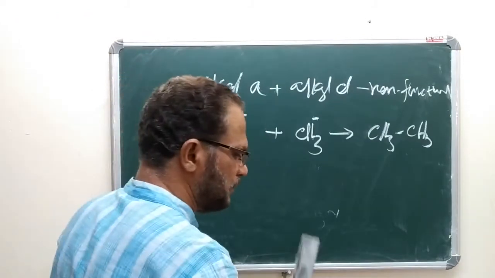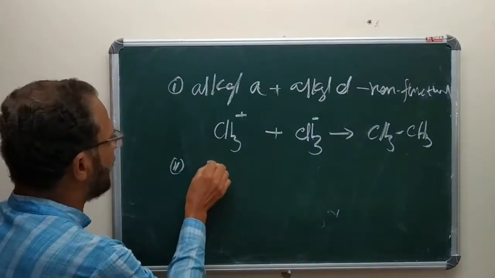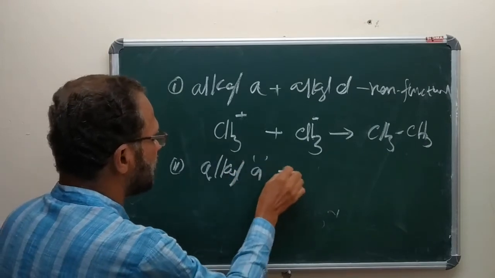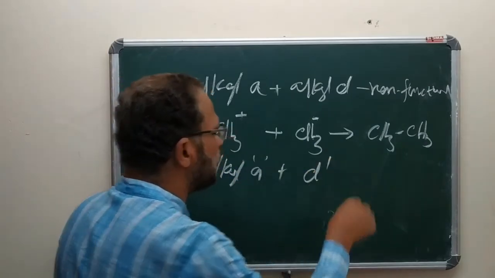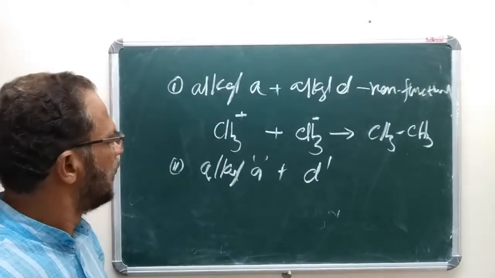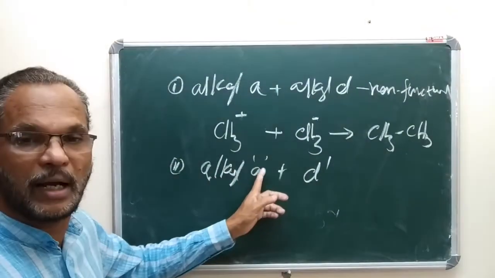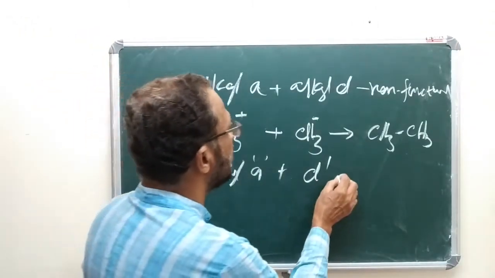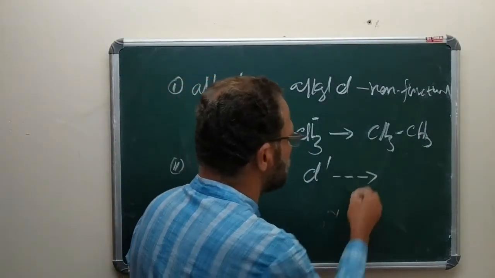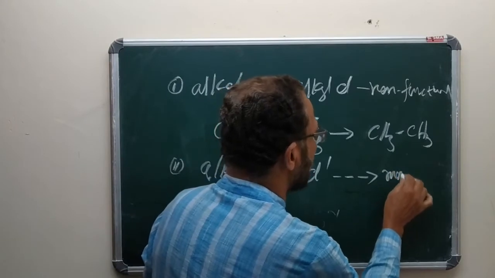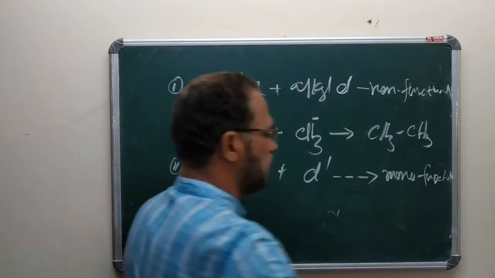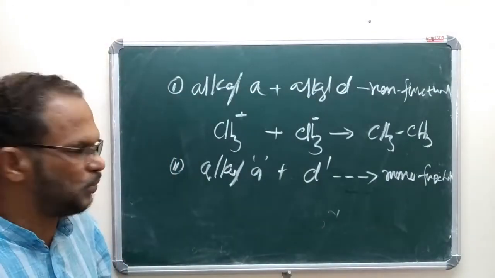Second one is that an alkyl donor or alkyl acceptor combined with a D1 donor. Alkyl acceptor combined with a D1 donor. Then this will lead to the formation of what is called a monofunctional molecule.